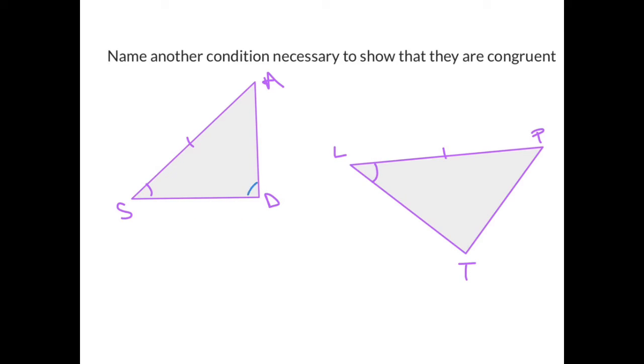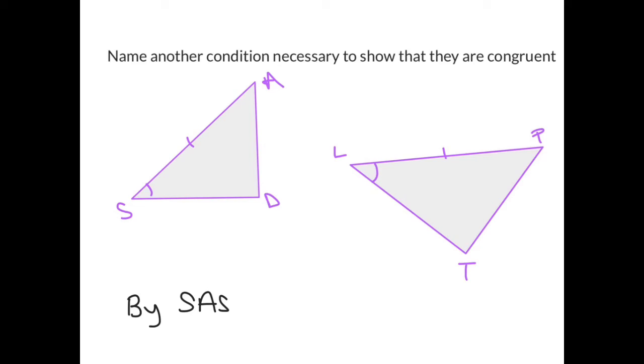So angle D would be congruent to angle T over here. So angle D would be congruent to angle T, and that would be by angle, angle, side. So that's just one of the choices with this set of triangles.